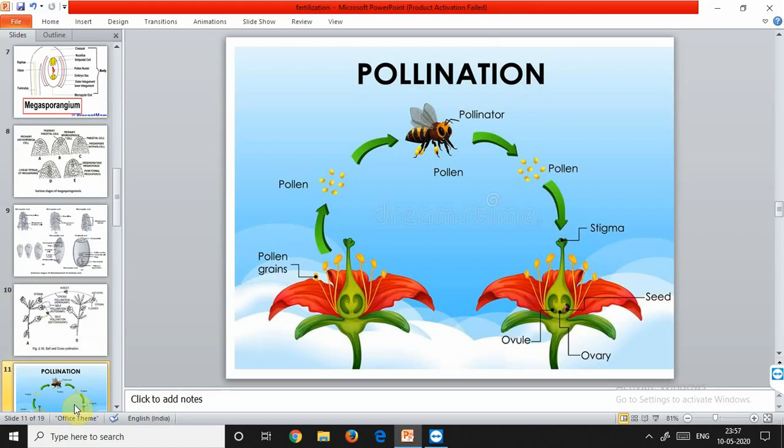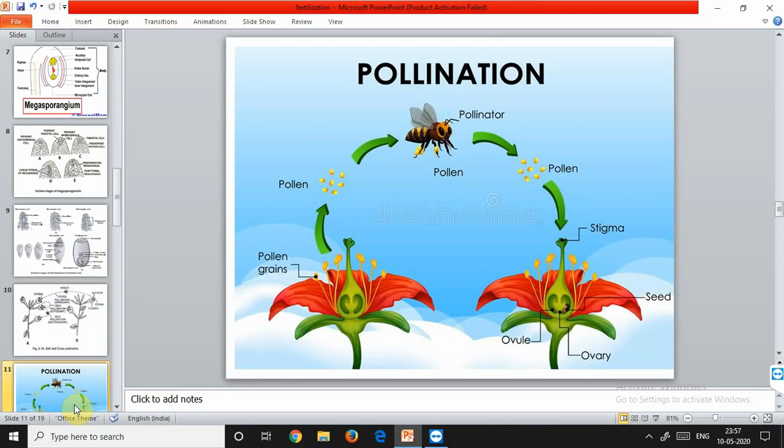The agent can be living, that is biotic, as well as an abiotic component, the non-living. It is commonly seen in dioecious plants, but very rarely in monoecious. Dioecious plants are those which do not have the male and female gametes in the same plant. It is highly advantageous compared to self-pollination, mainly in the formation of new genotypes.